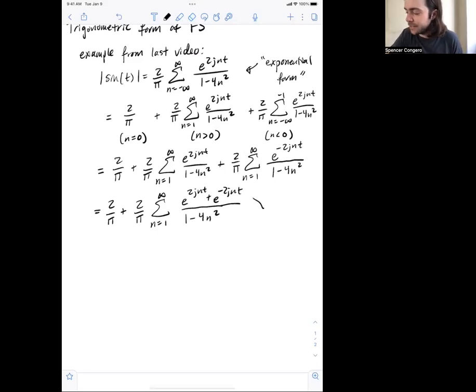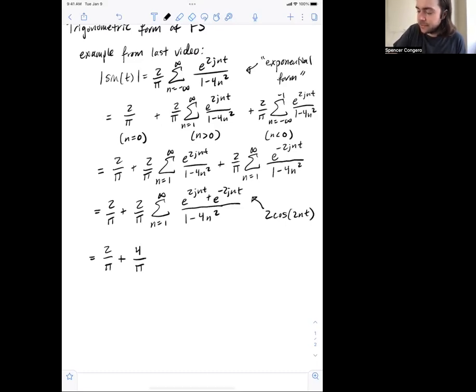Well, that numerator is sounding familiar, right? e to the jx plus e to the negative jx is just 2 times cosine of x. This is just 2 times cosine of 2nt. And now when I plug that in, what do I get? I get 2 over pi plus now 2 times cosine 2nt. I'll bring that 2 outside.